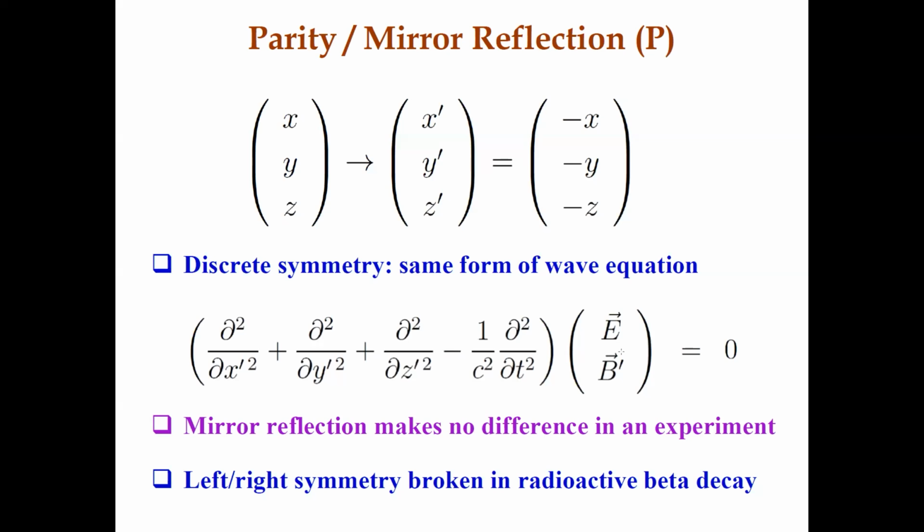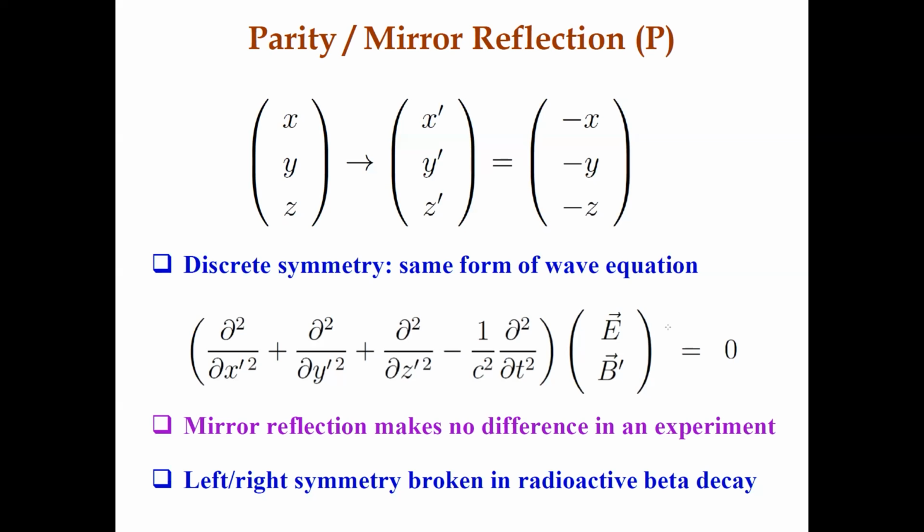If something changes sign under mirror reflection, we call it a pseudo quantity. Like in this case, the magnetic field is a pseudo vector, but the electric field is not a pseudo vector, so it does not change. In any case, the form of the electromagnetic wave equation does not change. So parity or mirror reflection is a symmetry of this electromagnetic wave equation.